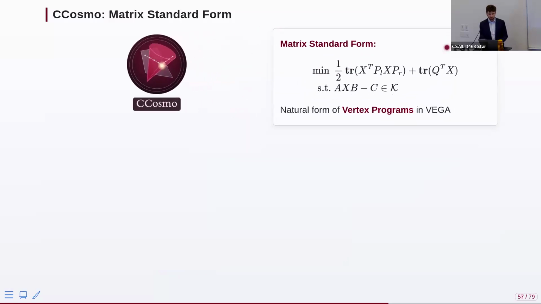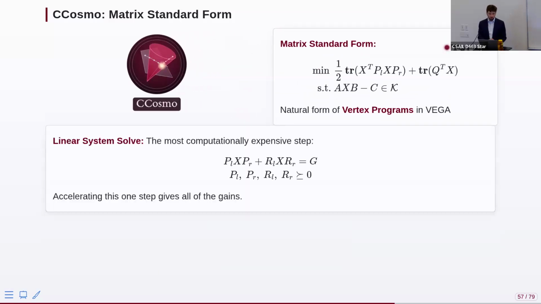So why are we able to solve matrix standard form problems so much faster? The reason comes down to when you are running C-Cosmo on this type of program, you end up having to solve a linear system. And the linear system that you get has a natural matrix form, and accelerating this one linear system solve drives all of the gains across the algorithm.